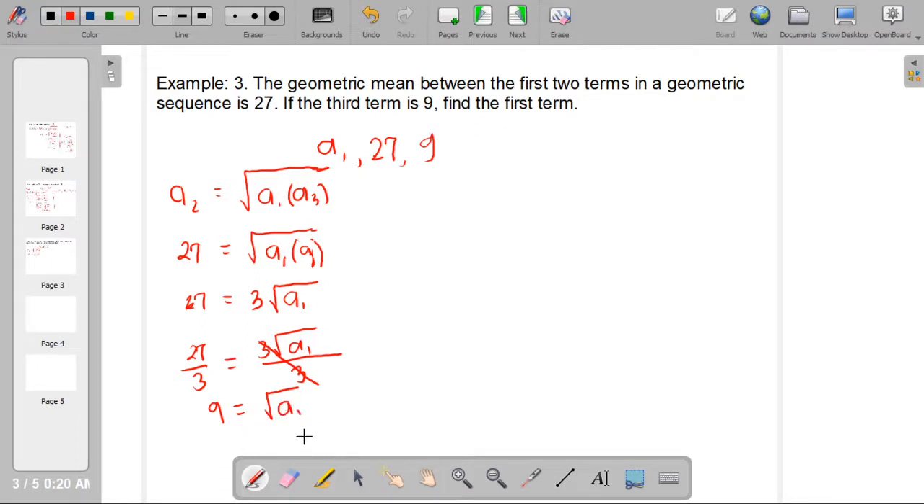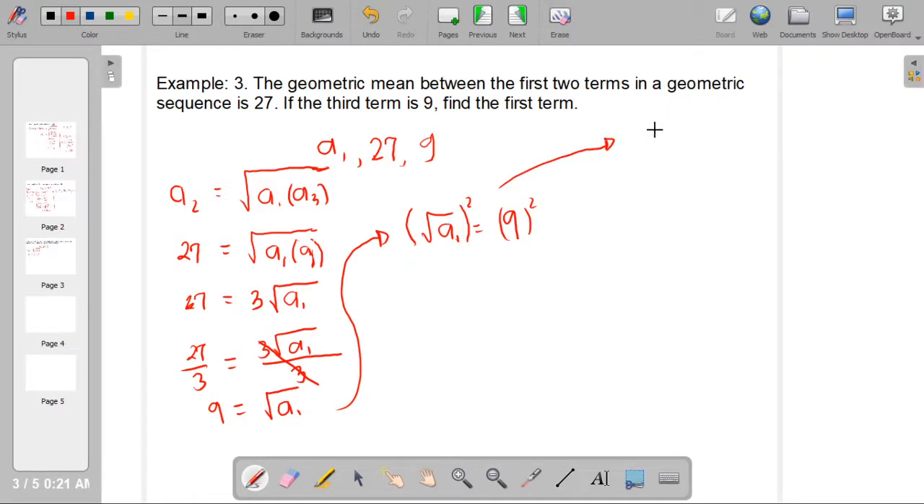Now, what will we do here? We want to get the value of a sub 1, but it is inside a square root. From here, we're going to square both sides, since we want to find a sub 1. Square both sides of the equation. The purpose of squaring is so that the square root cancels.